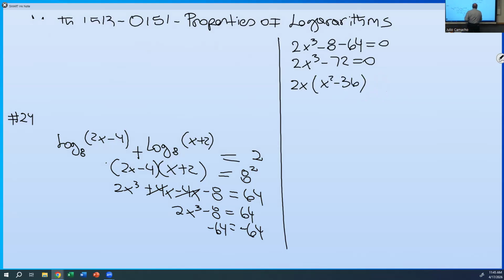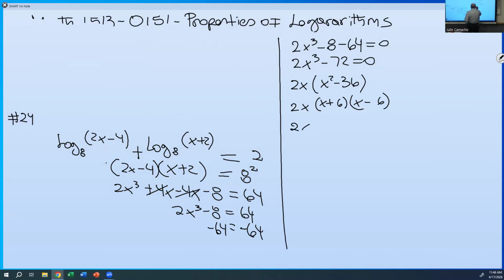And what I have now is a difference of squares. Outside of my equation, I have 2x as one of the products, and the other product is a difference of squares. You do your parentheses: square root of x is x, square root of 36 is 6, one is plus, another is minus. And then what you have to do is set all these to 0 to find the values of x.